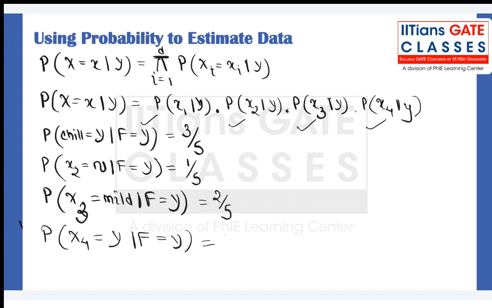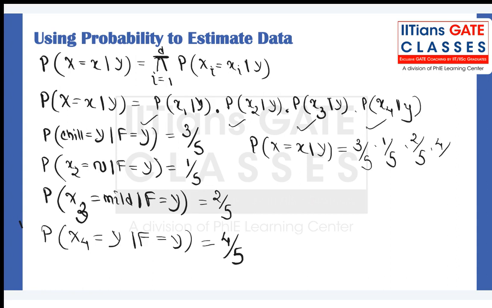Okay, correct. Right. So now, can you calculate this P of x given y? You just have to multiply all of them. You will get some value: 3 by 5, 1 by 5, 2 by 5, 4 by 5. Correct? And this is 24 by 625.